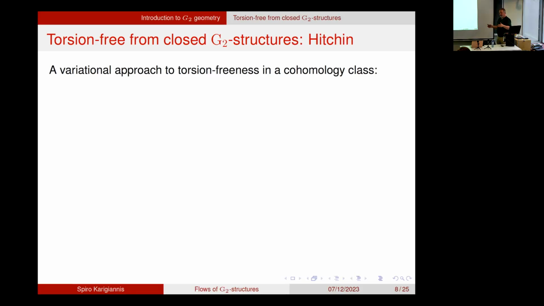I guess they do it on a computer. Yeah, and Corti, Haskins, Nordström, and Pacini improved Kovalev's connected sum construction, and they got hundreds of thousands or millions.